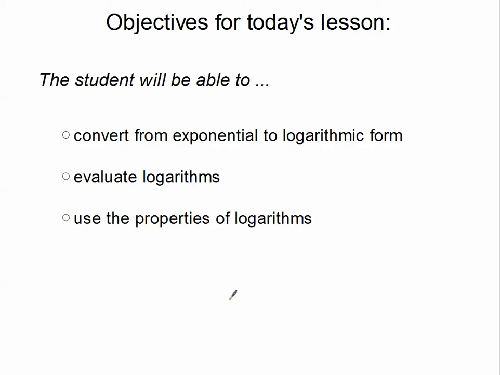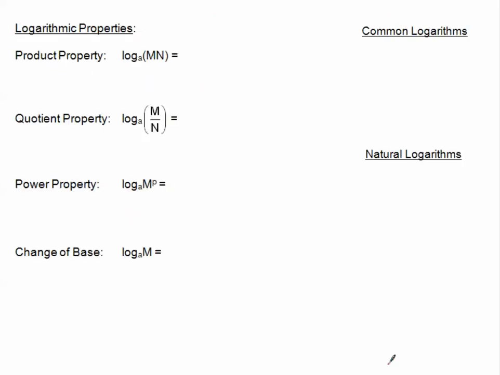In this second tutorial, we will look at our final objective and be able to use the properties of logarithms. So let's flip over to this page in our notes and we'll look at some of our logarithmic properties. Our logarithms are representing our exponents. So these properties are really coming from our laws of exponents that we've already studied.